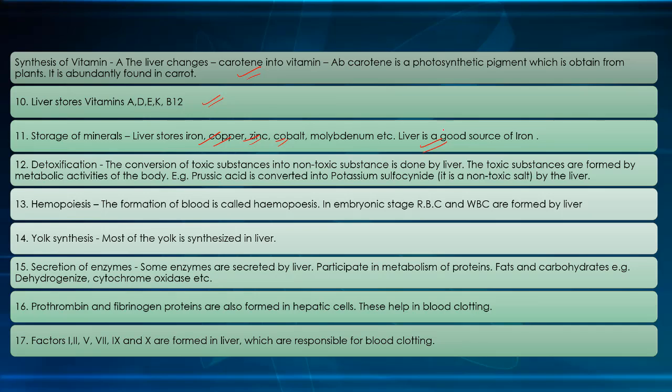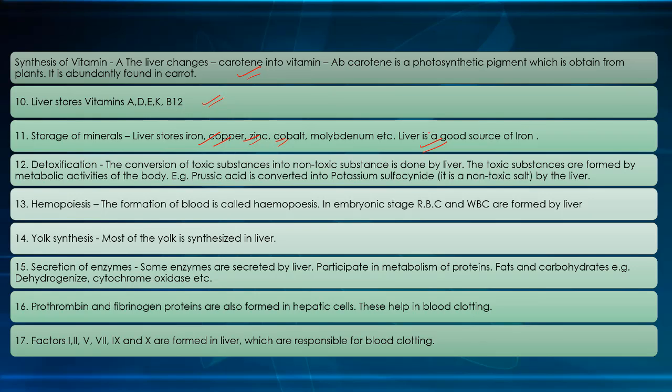Detoxification: the conversion of toxic substances into non-toxic substances is done by the liver. The toxic substances are formed by metabolic activities of the body. For example, prussic acid is converted into potassium thiocyanide, a non-toxic salt, by the liver.